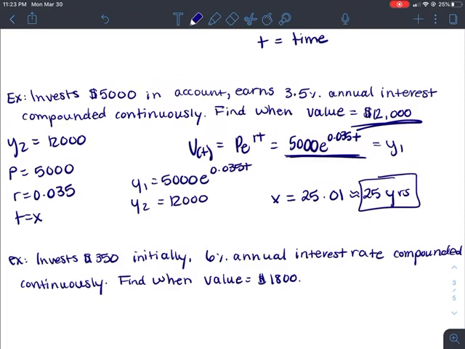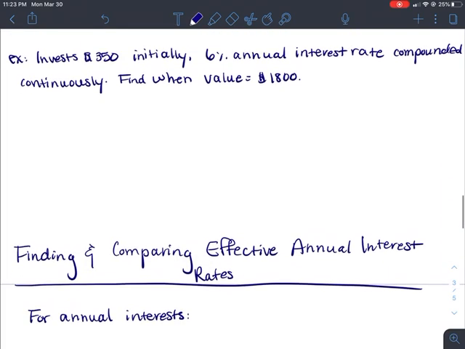Okay, so we're going to do another example. This example states that a person initially invests $350, which has a 6% annual interest rate compounded continuously. They want us to find when the value of this account equals $1,800. All right, here's my Y2. So Y2 equals 1,800. My P is 350. My R is 0.06. T equals time, or T is still equaling X, sorry.